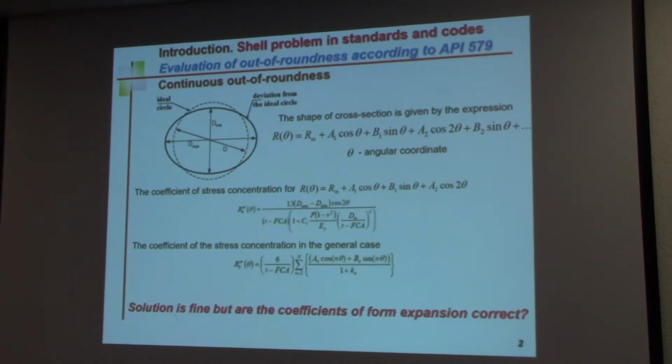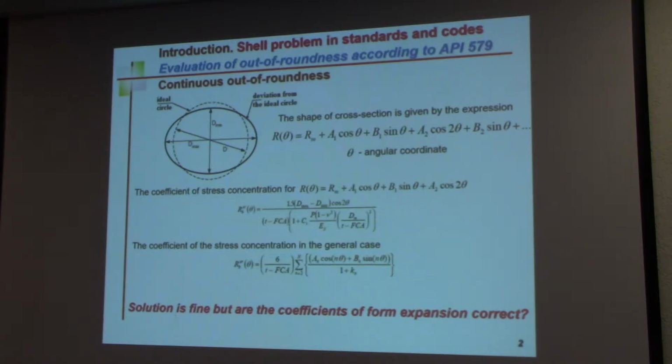Now I have some review of geometrical imperfections accounted for in different standards. For example, in the API standard, the American standard, out-of-roundness is a very common defect in pipelines. So how can we account for it?